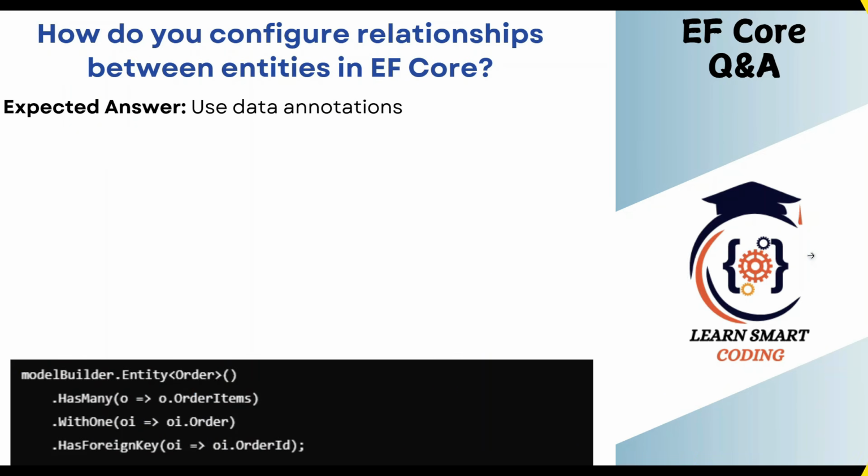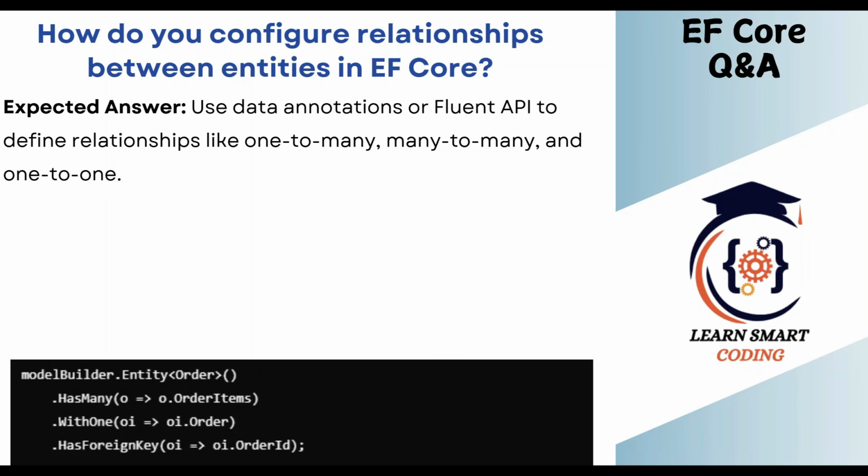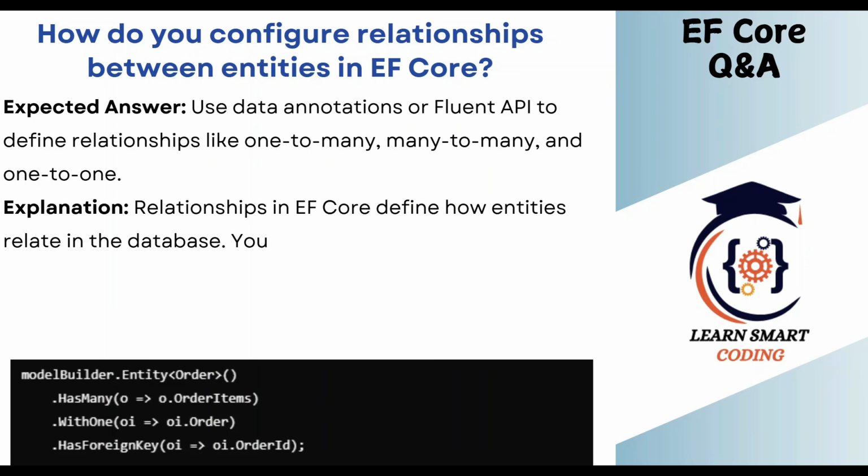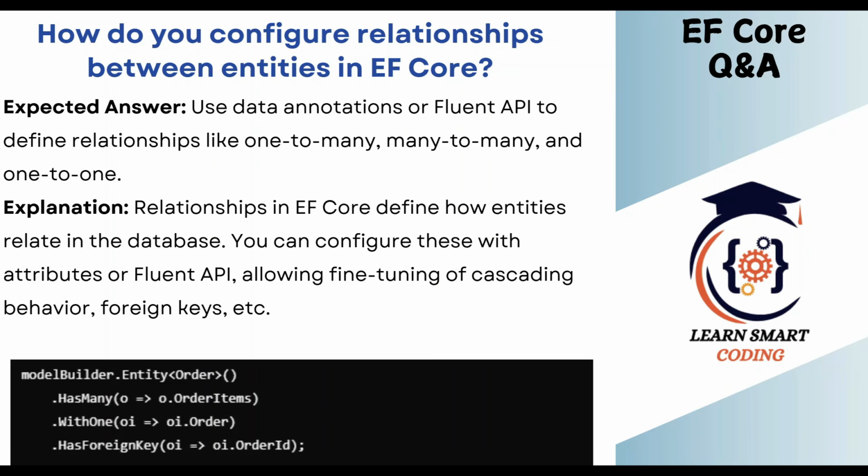Okay. The next question is, how do you configure relationships between entities in EF Core? The expected answer is either data annotations or Fluent API to define relationships like one-to-many, many-to-many, and even one-to-one. We have developed many applications, and in the DbContext class is where we build the model builder, where you define these kinds of things.